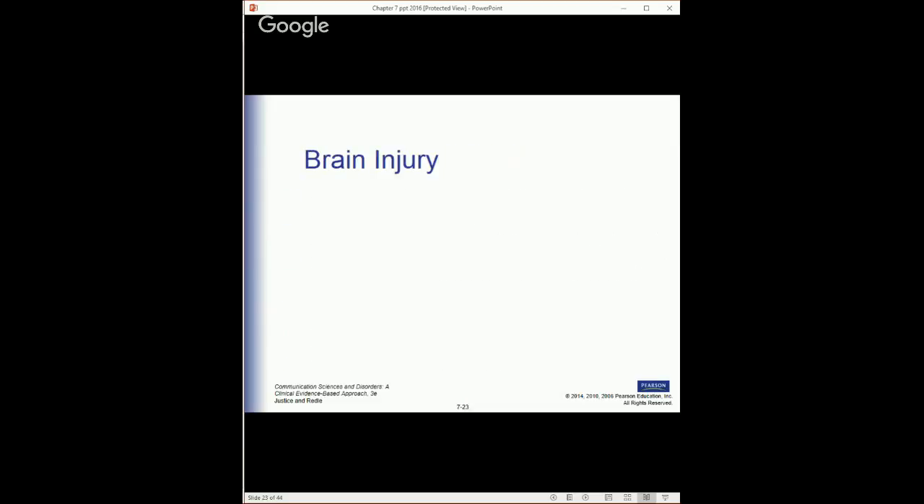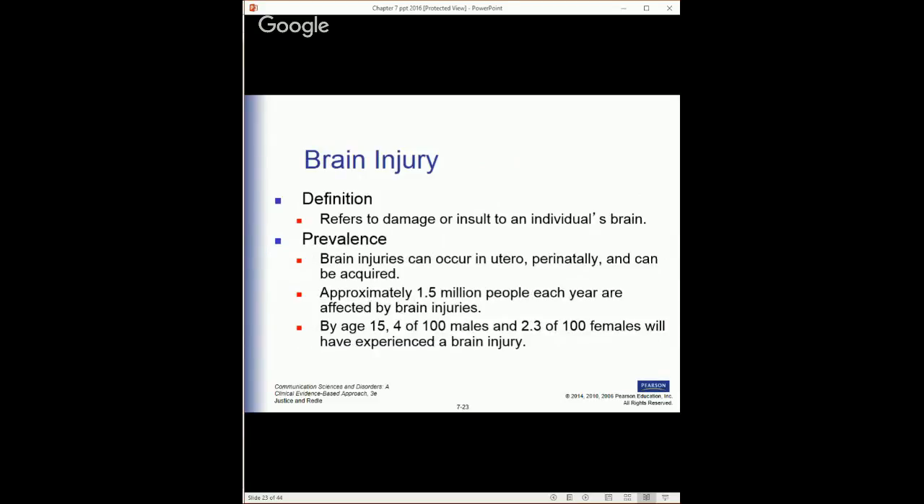Next, we'll look at brain injury. The definition refers to damage or insult to an individual's brain. Brain injuries can occur in utero, perinatally, and can be acquired. Approximately 1.5 million people each year are affected by brain injuries. By age 15, 4 of 100 males and 2.3 of 100 females will have experienced a brain injury.